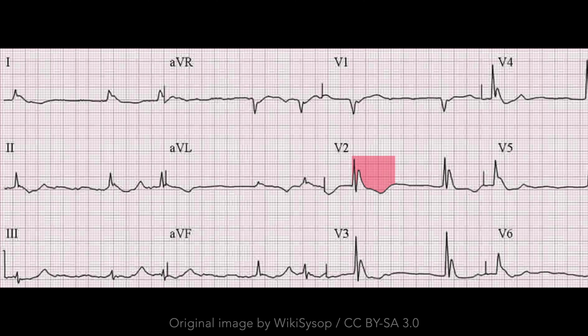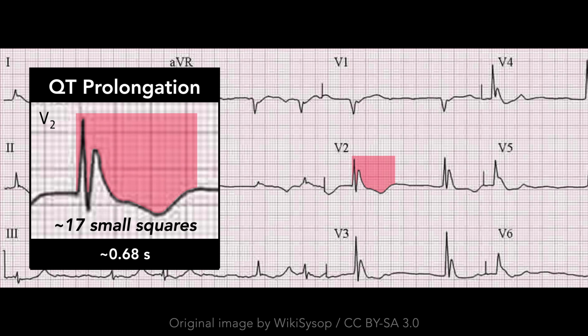Hypothermia can also cause diffuse slowing of impulse conduction. This can lead to prolonged intervals, such as the PR and QT intervals, and widening waveforms, such as the P waves and QRS complexes. Inspect the QT interval in the ECG. Note that it's prolonged. The PR interval and P waves cannot be assessed due to the underlying rhythm.